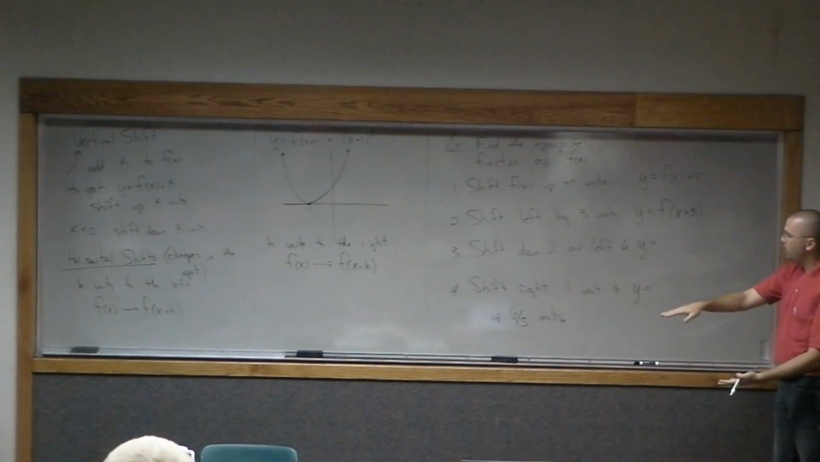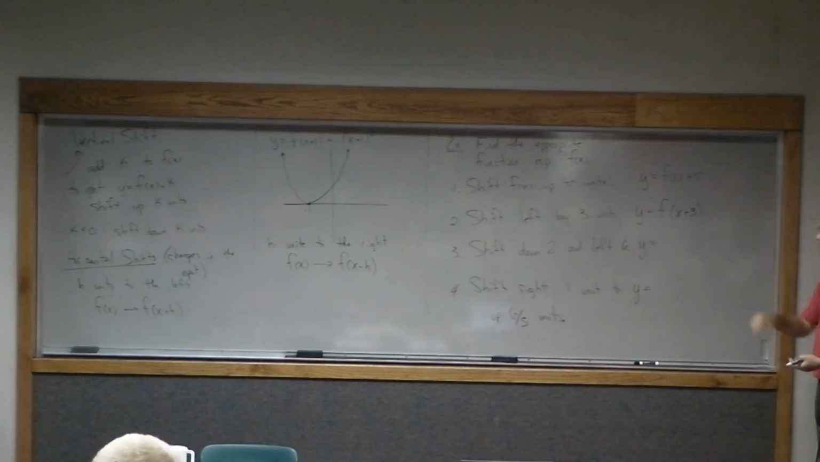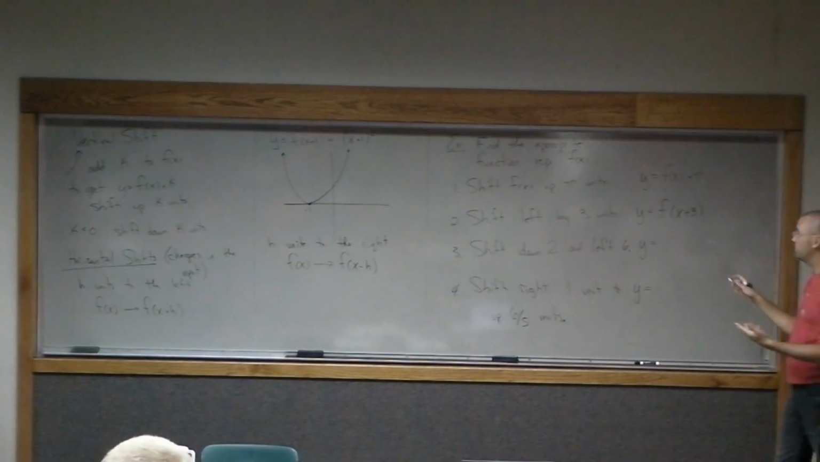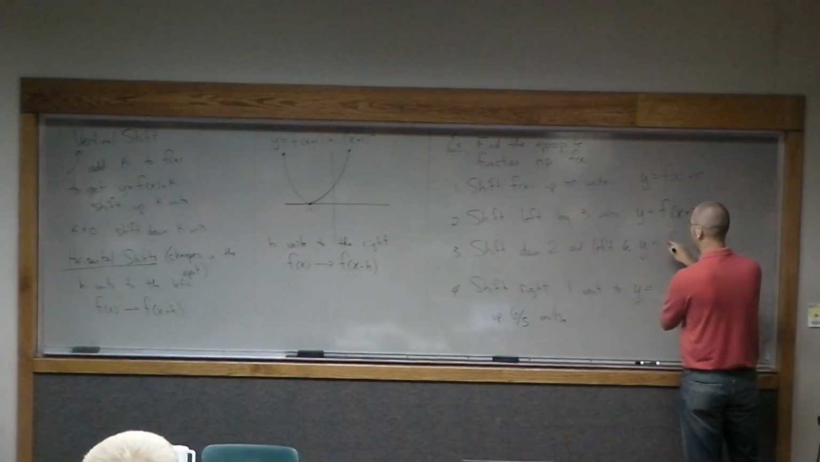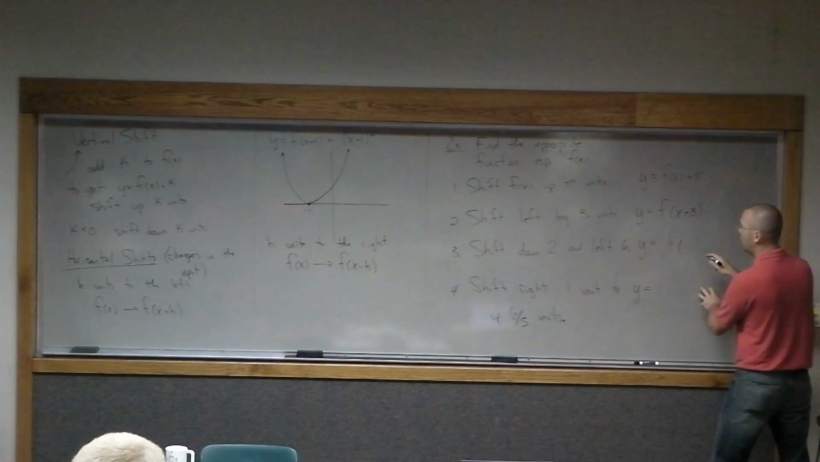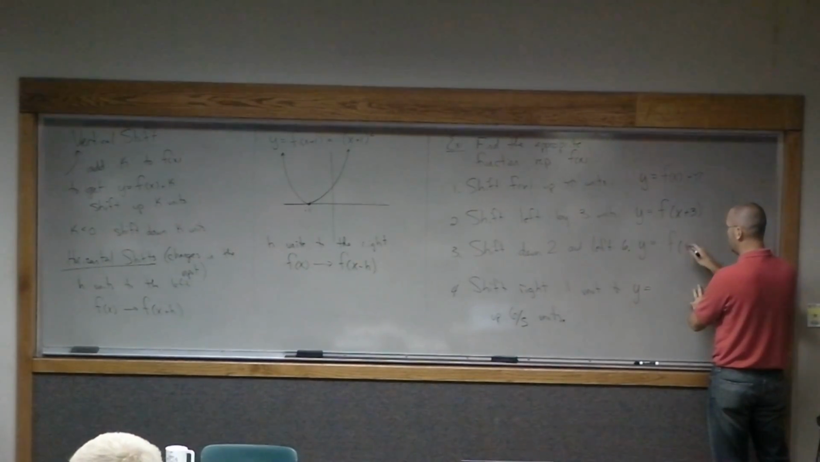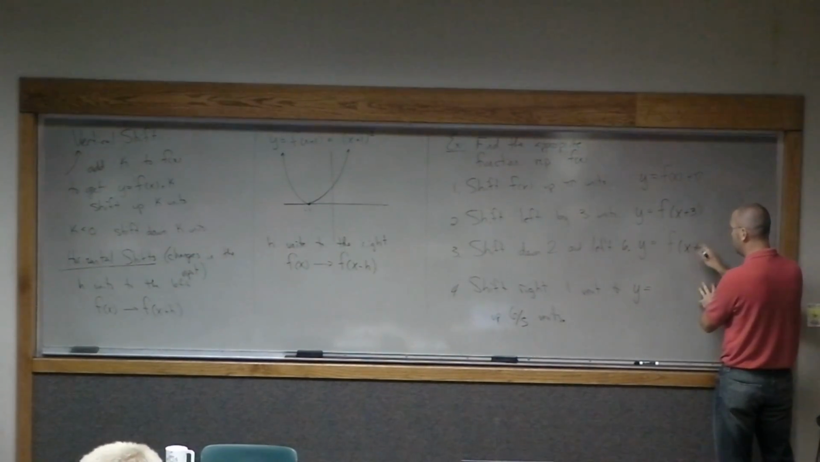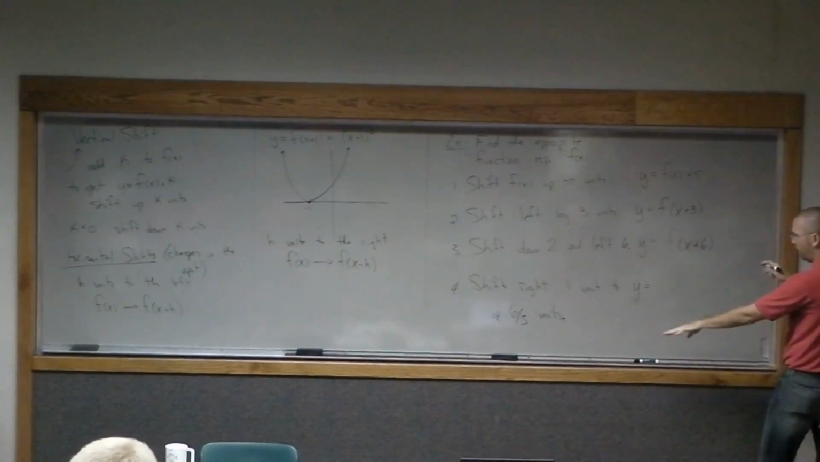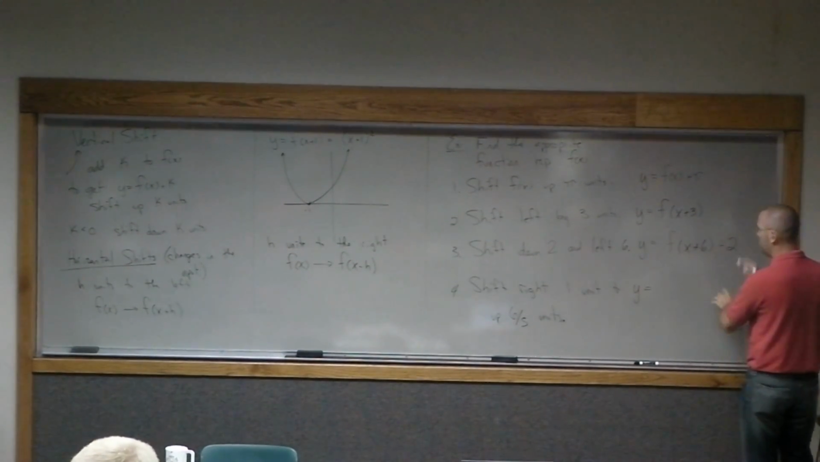All right. The third one here, we're combining 2. We're shifting it down, and we're shifting it left. So what happens there? First thing, moving left, that's going to be an f of the quantity x plus 6. And then down everything, so that's going to be our minus 2 in the end.